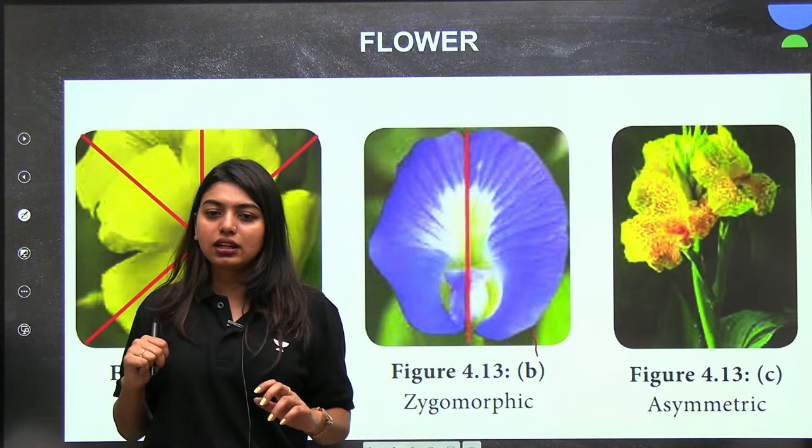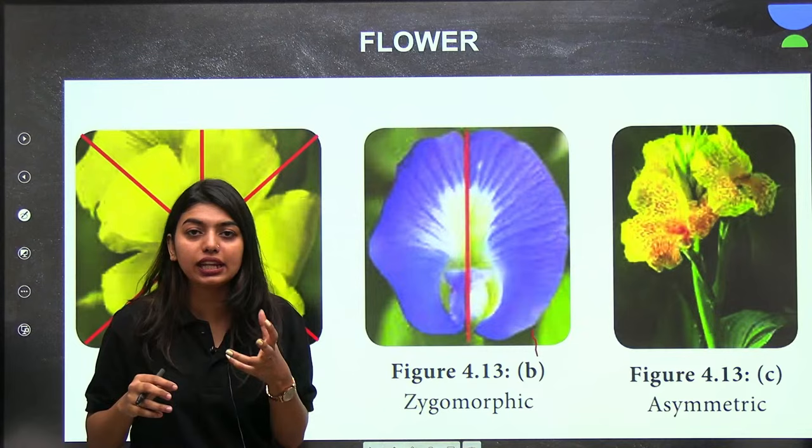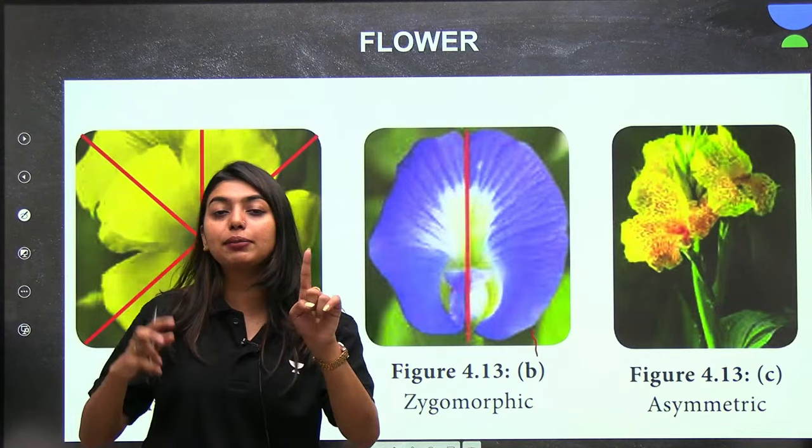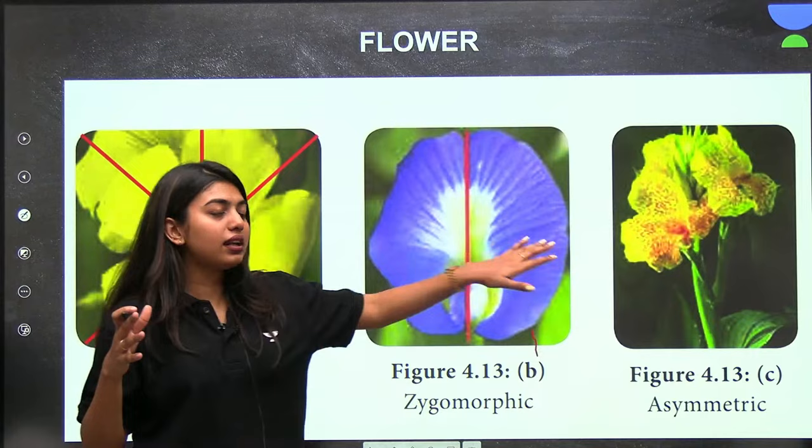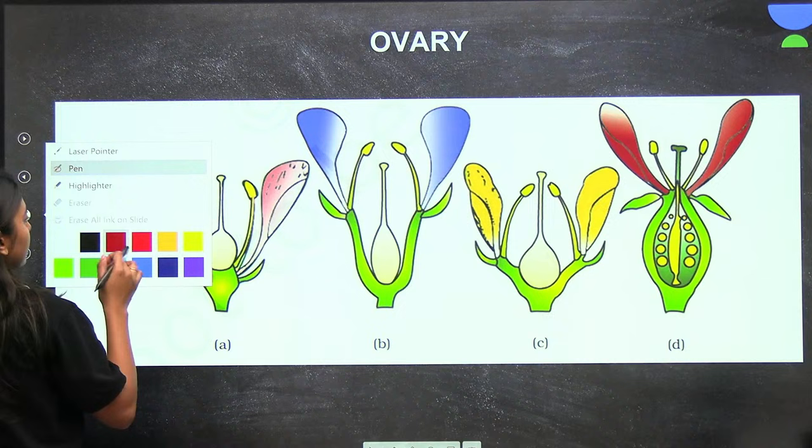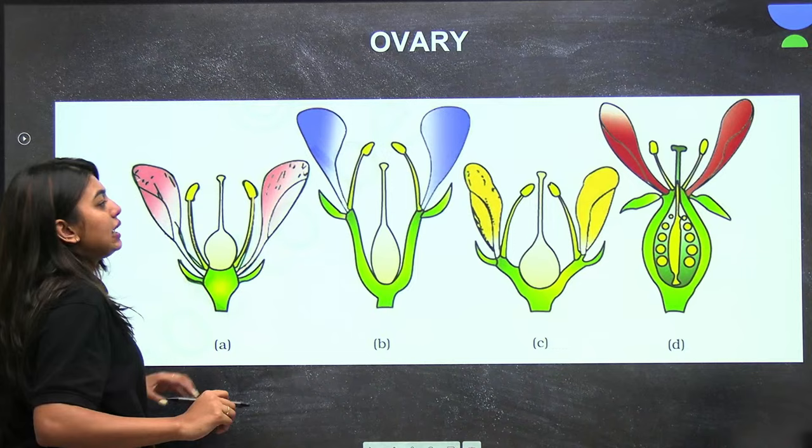Okay. So, for your actinomorphic, you're going to remember chili as an example. Chili, mustard, you can remember. For your zygomorphic, you're going to remember pea plant and bean plant. You can relate it. And for asymmetrical, canna. Clear to all of you? Yes, fine. Now, we are going to study, depending on where the ovary is placed.